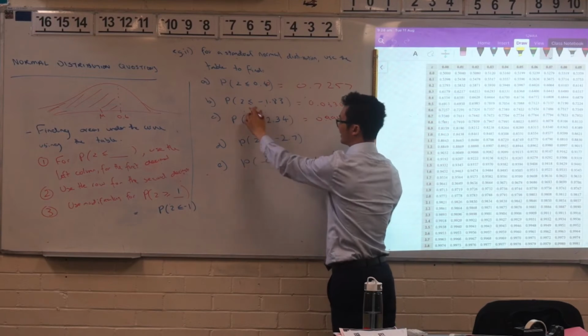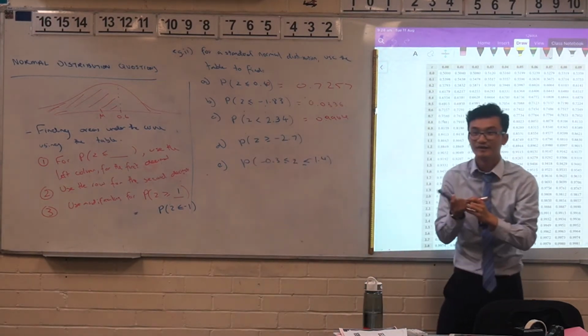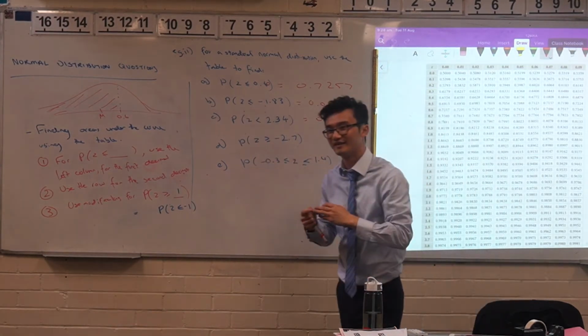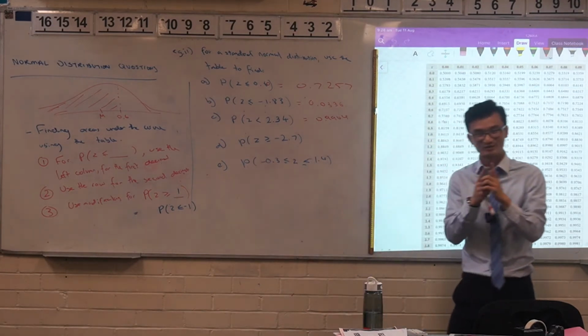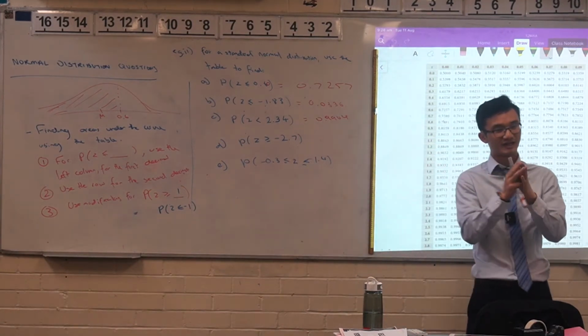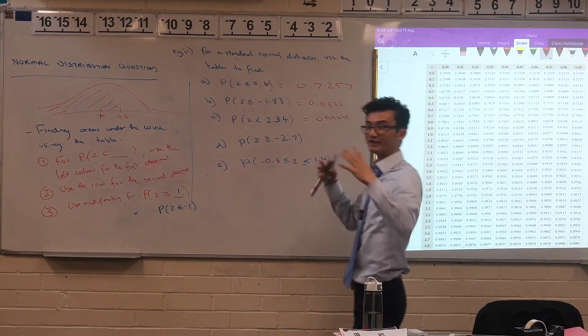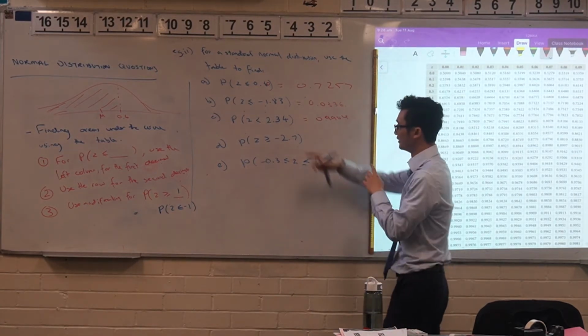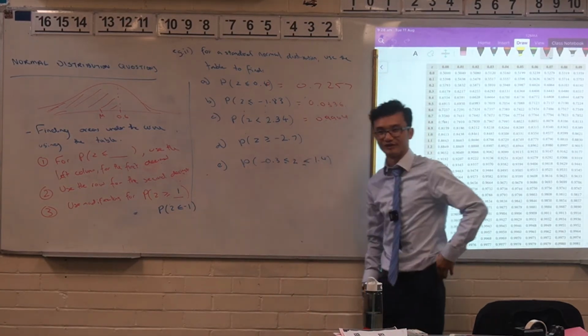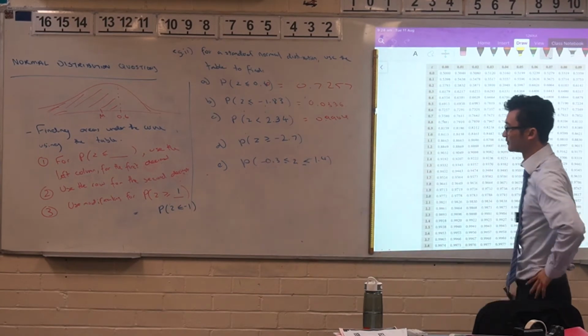Does this matter, the fact that this is less than or equal and this one's less than? No, it doesn't, and the reason is that a single outcome doesn't have any probability when you're looking at a continuous probability distribution. So these two are effectively the same. But this one's slightly different. Hey, why is this one different though?